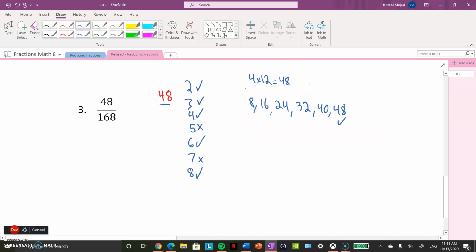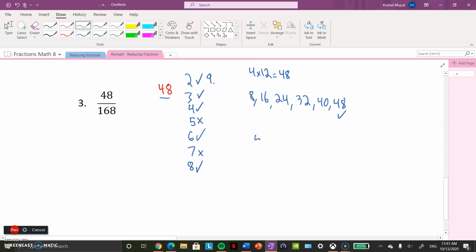Let's look at 9. For 9, the digits need to add up to a number that's divisible by 9, sorry. So 4 plus 8 is 12, and 12 isn't divisible by 9, so 9 doesn't work. Let's look at 10. The last digit's not 0, so 10 doesn't work. 11, just look at your tables for 11. 11, 22, 33, 44. Doesn't work, so not 11.